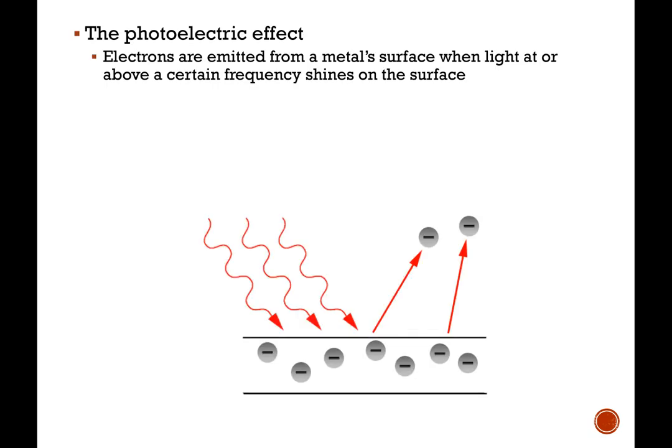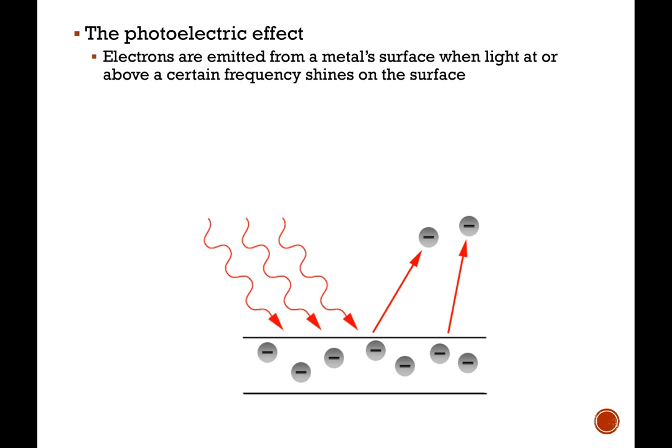Another thing that cannot be explained by the wave nature of light is the photoelectric effect. In the photoelectric effect, electrons are emitted from a metal surface only when light at or above a certain frequency shines on that surface. You can think of that frequency as the color. So electrons are only emitted when a certain color shines on the surface of that piece of metal. I could shine a super bright red beam of light at that metal for hours, and nothing's going to happen. As soon as I shine the faintest beam of blue light on that metal, boom, electrons are ejected.